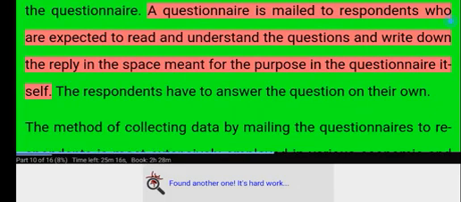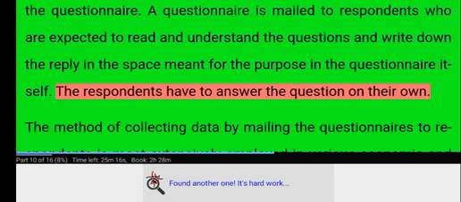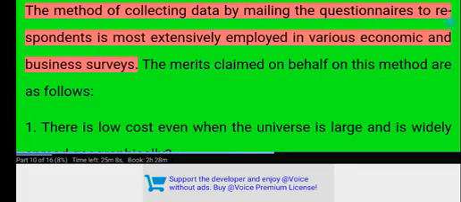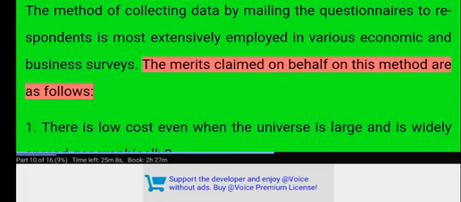A questionnaire is mailed to respondents who are expected to read and understand the questions and write down the reply in the space meant for the purpose in the questionnaire itself. The respondents have to answer the questions on their own. The method of collecting data by mailing the questionnaires to respondents is most extensively employed in various economic and business surveys. The merits claimed on behalf of this method are as follows.